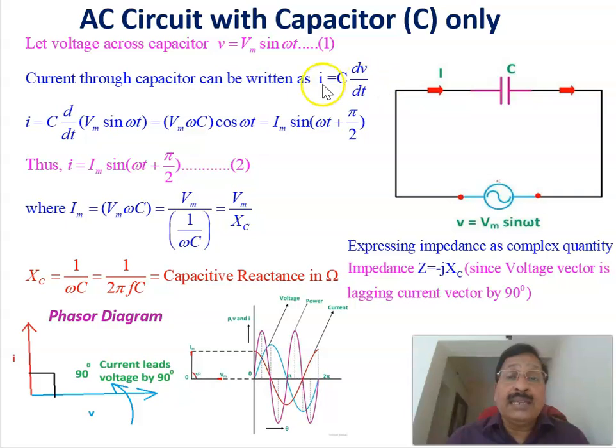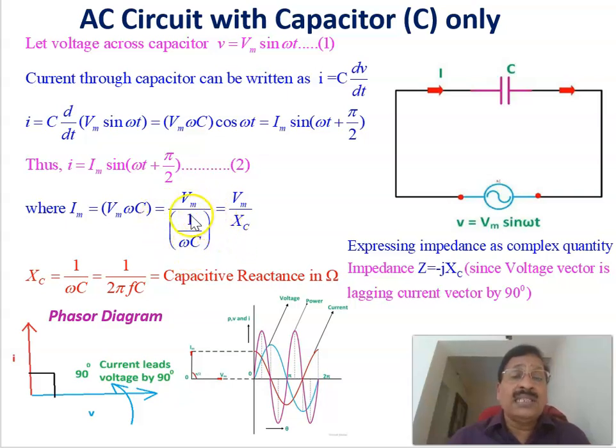As you know, the current through a capacitor is given by C dV by dt. Substituting and taking the derivative of this voltage with respect to time, we get C d by dt of Vm sin omega t, or Vm omega C cos omega t. Cos omega t can be written as sin omega t plus pi by 2, and Vm omega C is the maximum current Im. Therefore, I equals Im sin omega t plus pi by 2, where Im equals Vm divided by 1 by omega C.